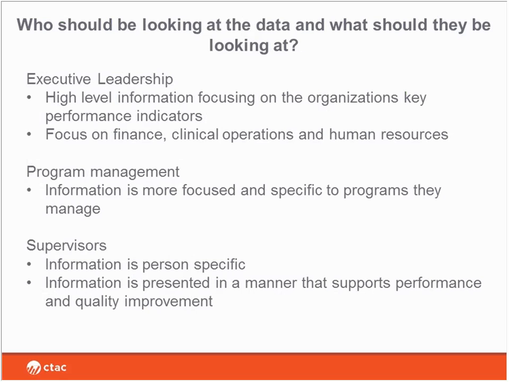So who should be looking at data and what should they be looking at? I broke this down into three areas, and we'll do examples in each of the areas. When I put together information, there's information that executive leadership needs. They need high-level information. They should be focusing on the organization's key performance indicators across the different domains in your organization, such as finance, clinical operations, and human resources.